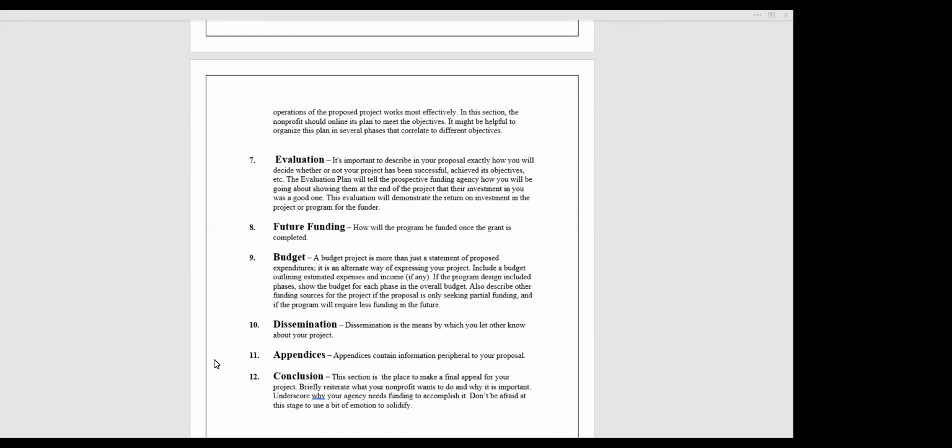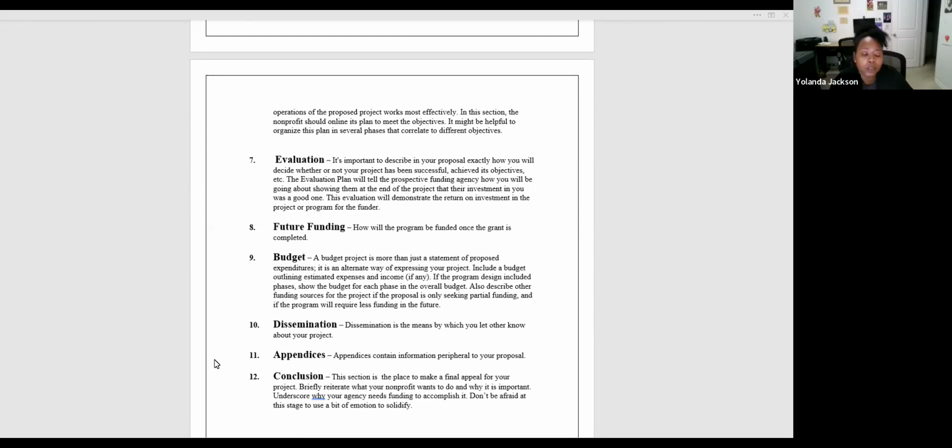And finally, next. The conclusion. This section is the place to make a final appeal for your project.